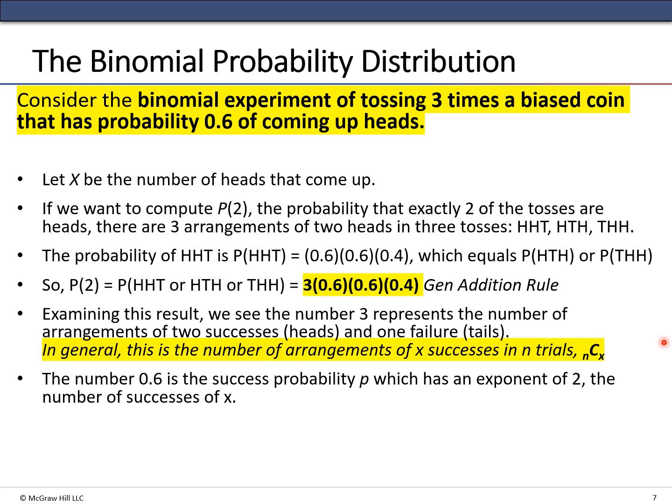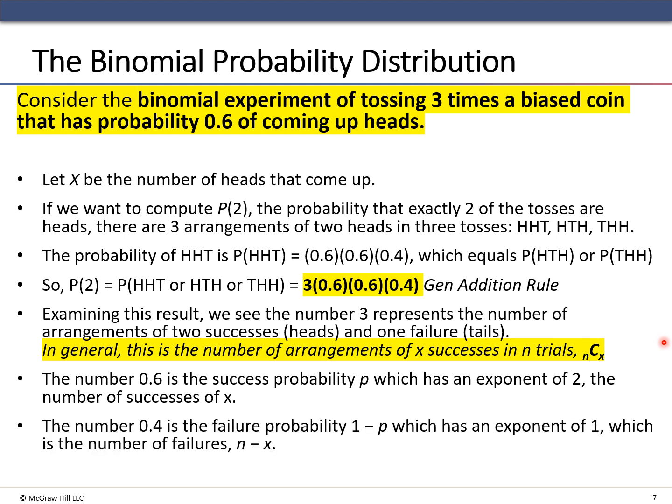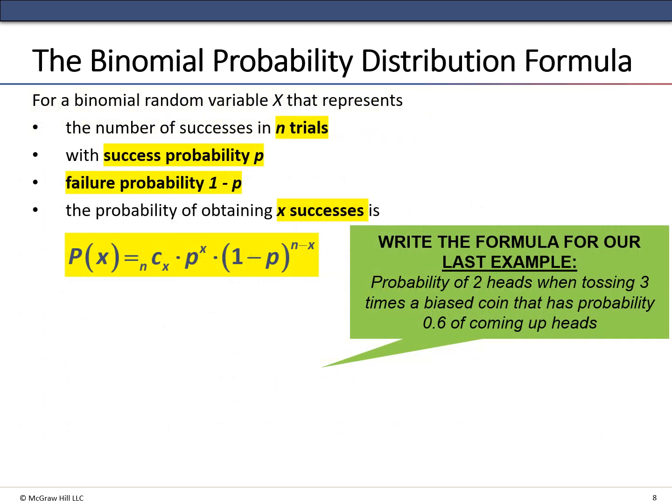The number 0.6 is the success probability p, which has an exponent of 2. This is the number of successes, x. The number 0.4 is the failure probability, or 1 minus p, where p was the success probability. And this has an exponent of 1 because we're only looking for 1 failure. We have an exponent of 2 for the successes because we're looking for 2 successes and 1 failure.